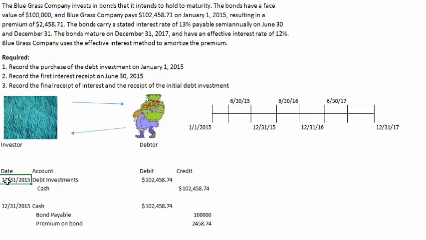So I even have the wrong date here, don't I? January 1st of 2015, that's when we buy the debt. And we are the debtor. We're not the debtor, we're the investor. So this first transaction is the correct answer.